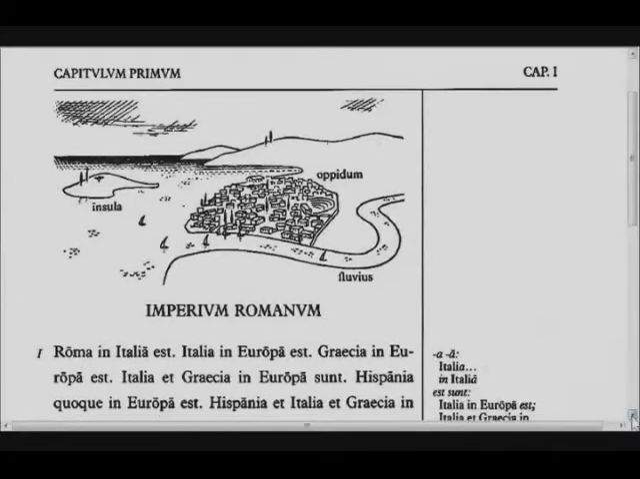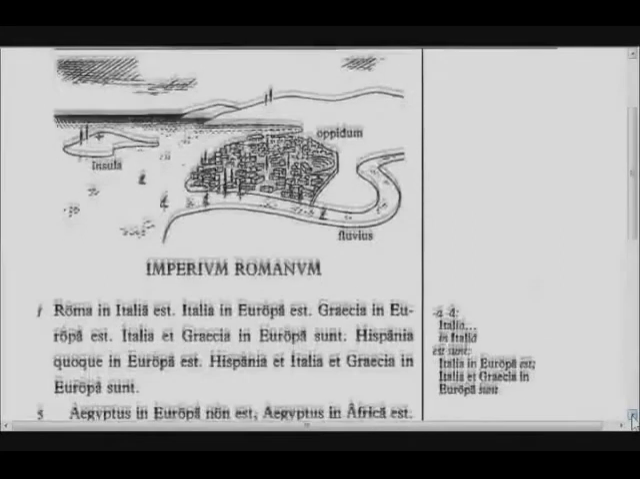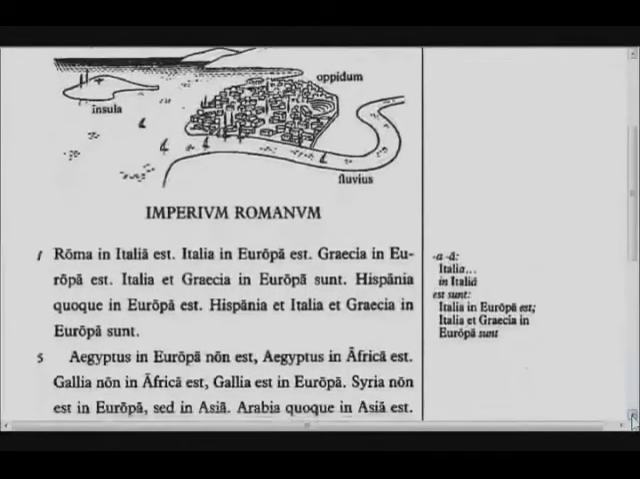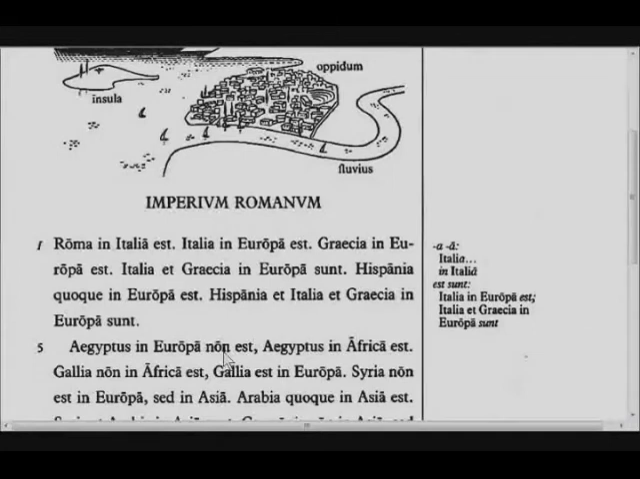Now let's move down to line 5. In line 5, we see the word non. Non is a word that shows negation. It is the word no or not. It means both of those. The Romans do not have a separate word for no and not. So Egypt is not in Europe. And if we wanted to just answer a question, no, we would use the same form, non.